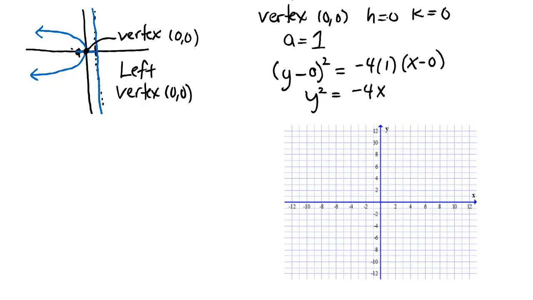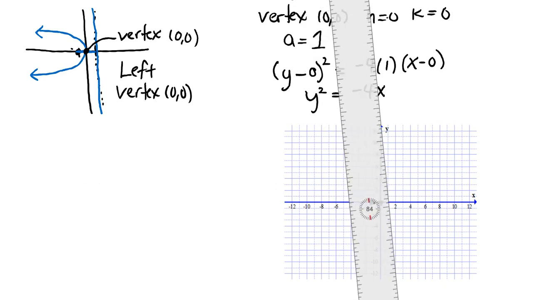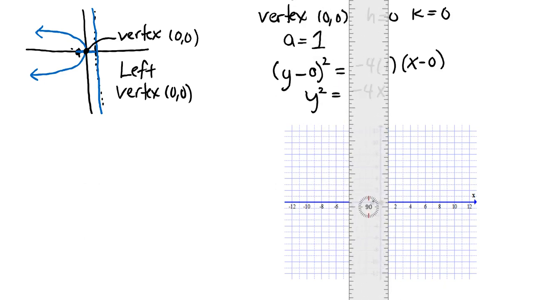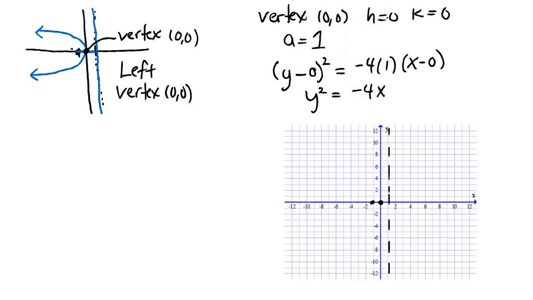Let's draw a little bit more detailed picture. So we said we have a vertex at (0, 0), a focus at (-1, 0). The directrix is along the line x equals 1. And I want to find the latus rectum points. The latus rectum points will help me to draw how wide this parabola is set.